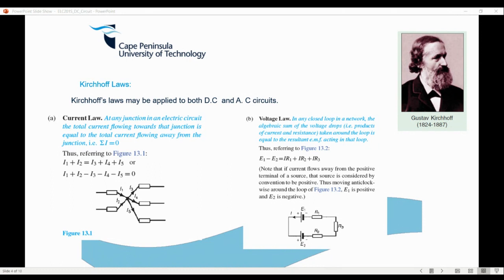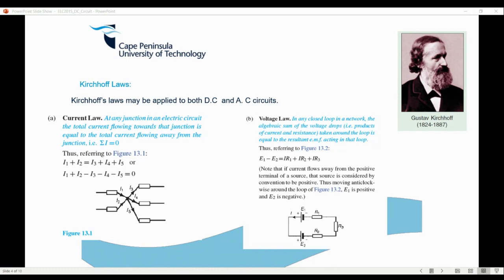Again, this is analogous to water in pipes. If you look at figure 13.1 over there, you can see I1 is going in and I2 is going in to that point. Then we get I3, I4 and I5 going out. So what's going in must equal what's going out. It's a fairly straightforward law to think about. Just think of water in a pipe.